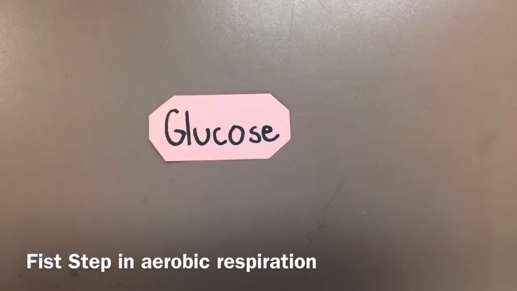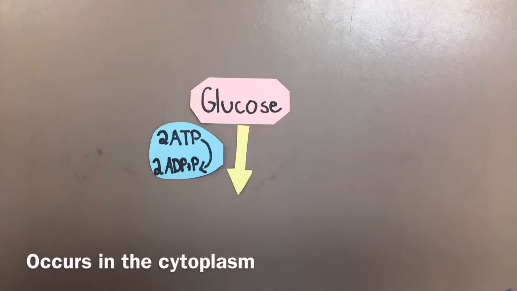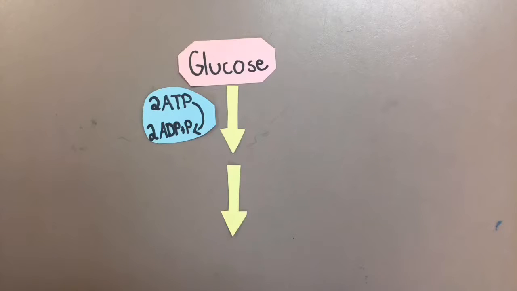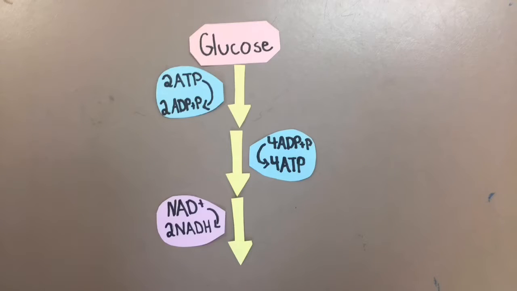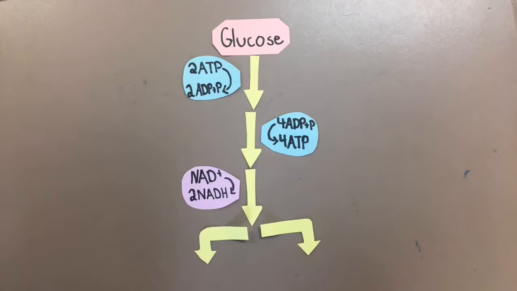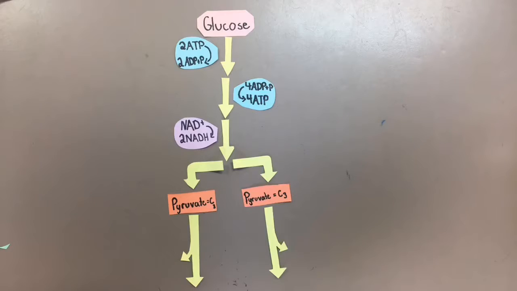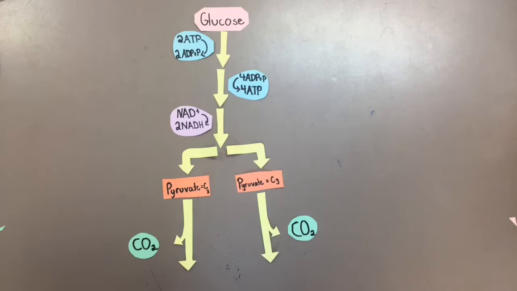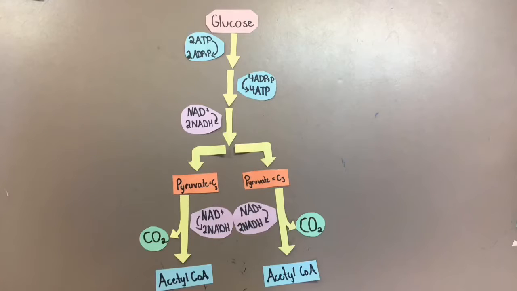Glycolysis starts with glucose, a 6-carbon compound. 2 molecules of ATP are used to start the oxidation of glucose. 4 molecules of ATP are produced and 2 NAD are reduced. This splits glucose into 2 pyruvate molecules. Each pyruvate then removes CO2. NAD is then reduced to 2 NADH, which produces acetyl-CoA.